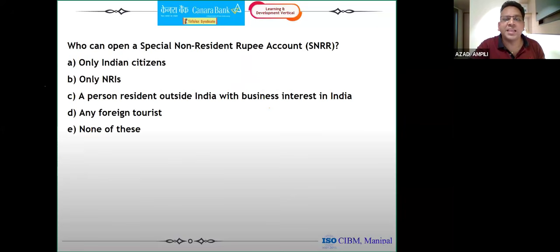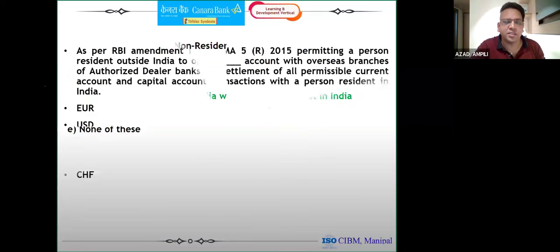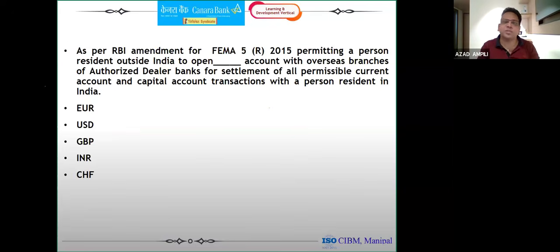The next question will come on your screens. Who can open an SNRR account? A person resident outside India with business interest in India. Earlier, last year a circular came that in India they can open. Now they said that they can open in other branches of the bank also. Very good, all are giving right answers. It's a very welcoming thing. Next question is on the screen.